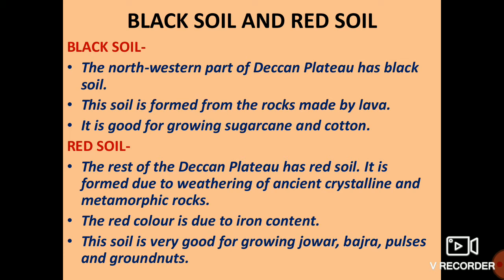It is good for growing sugarcane and cotton. Black soil is formed from the rocks made by lava, and it is found in the northwestern part of the Deccan Plateau. Red soil: the rest of the Deccan Plateau other than the northwestern part has red soil.